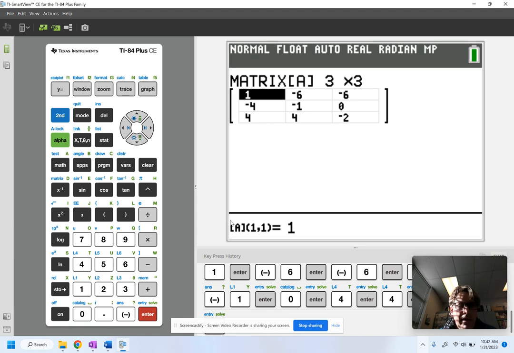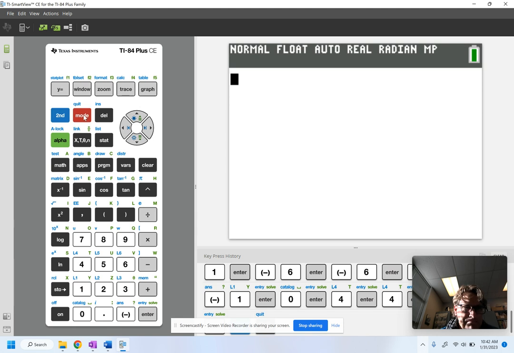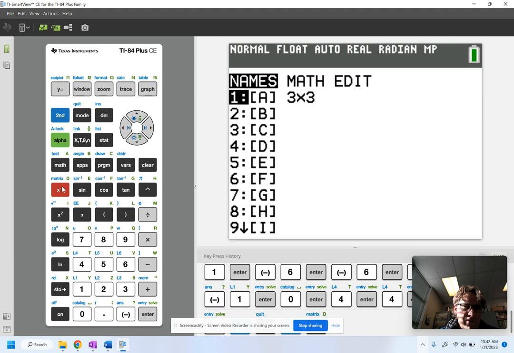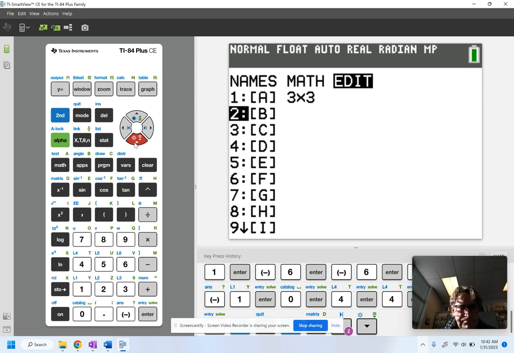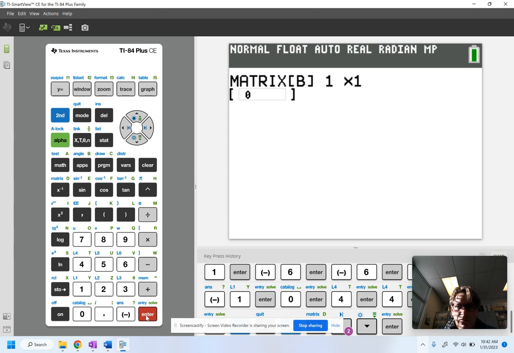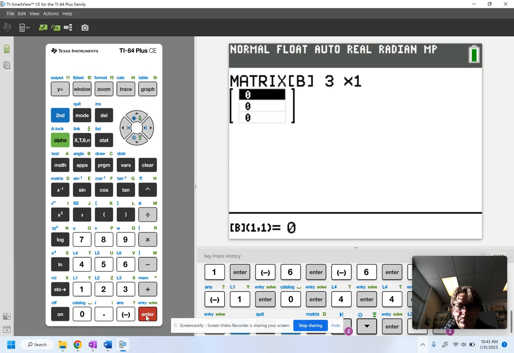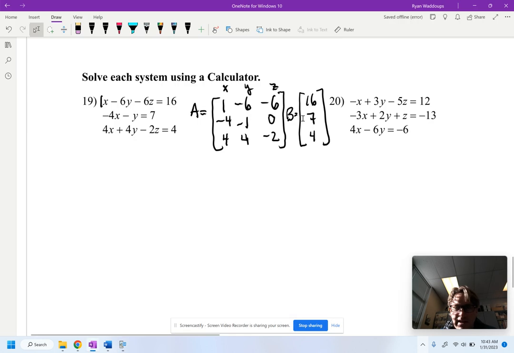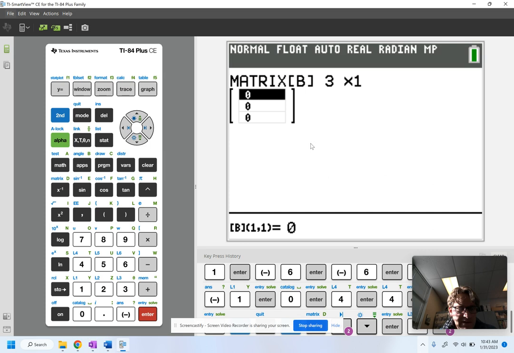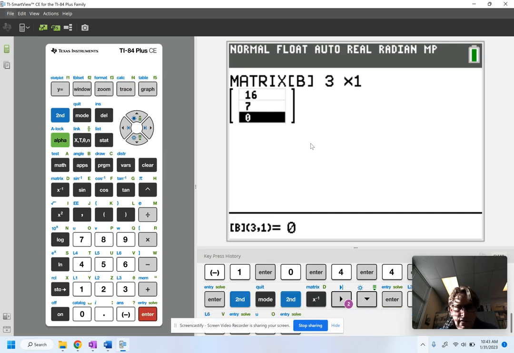Now we need to enter in a matrix B. So we're going to quit, go up here to second, and then mode for quit. Do the same thing. Second matrix takes us to the matrix menu. So we hit over to the right, over again, and down to edit B. We hit enter, and it takes us to B, which is the default 1 by 1 matrix. We're going to change it to a 3 by 1 matrix. And then we enter in the values 16, 7, and 4.